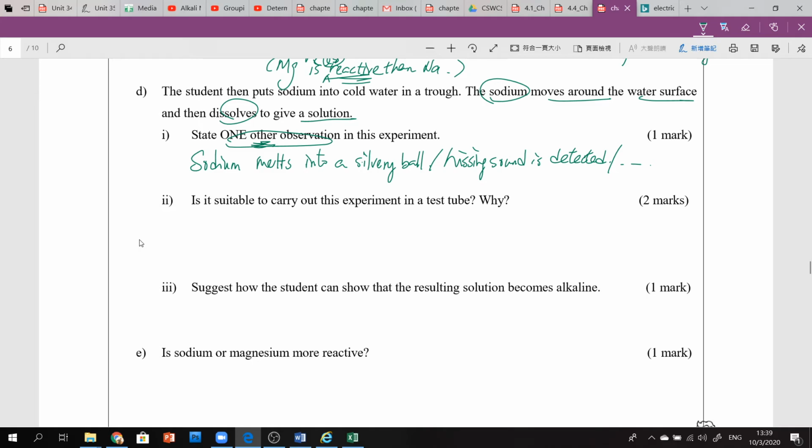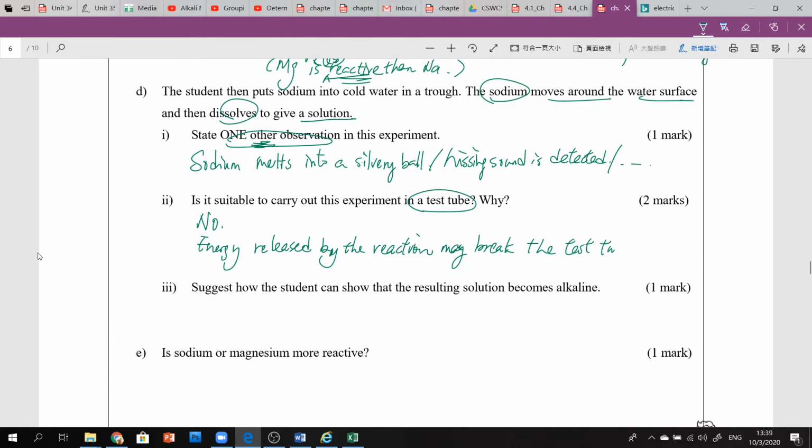Is it suitable to carry out this experiment in a test tube? No, because it is rather dangerous, right? Because the energy released by the reaction may break the test tube. Why? Because it releases a lot of heat, so it may break the test tube.